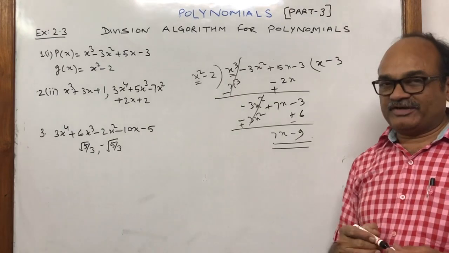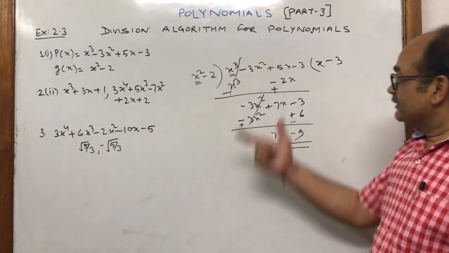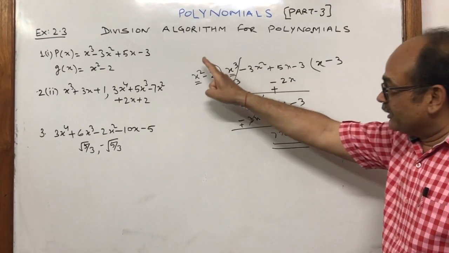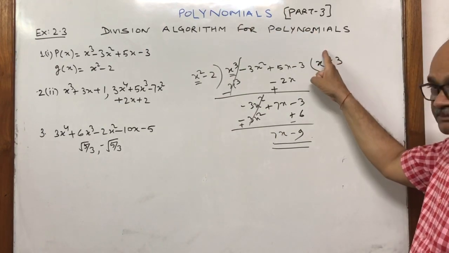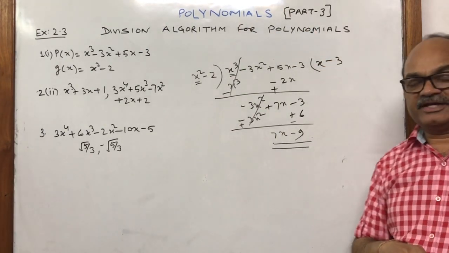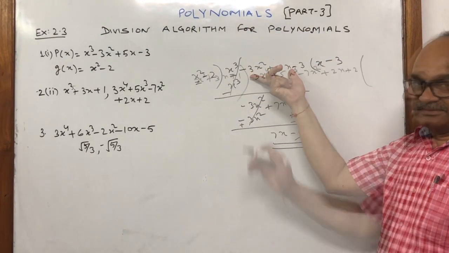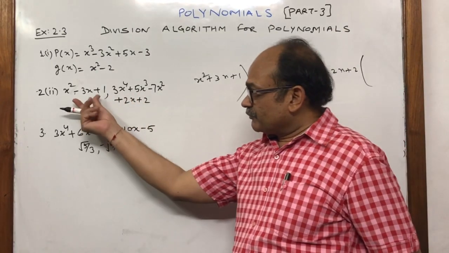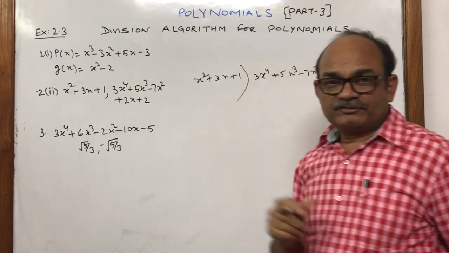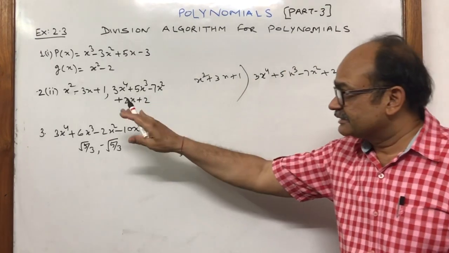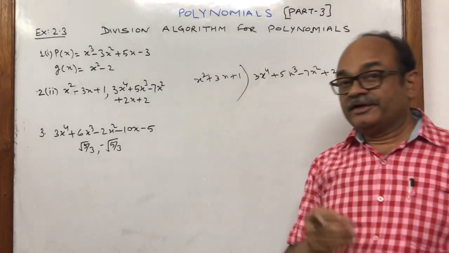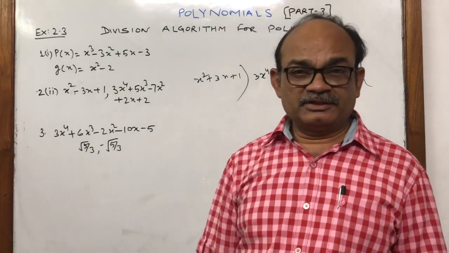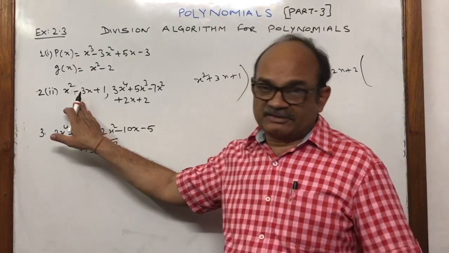Suppose we want to verify it. Then how we verify? This Px equals x square minus 2 into x minus 3 plus 7x minus 9 will give you Px. Now question number 2, second part. We have to verify whether this one is a factor of the Px. Gx is a factor of Px or not. It means if the remainder comes 0, then only we'll say it is a factor, otherwise it's not a factor.